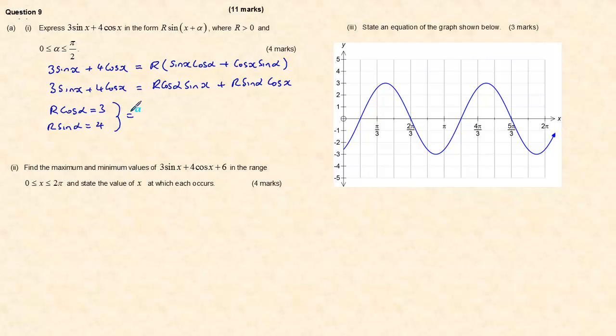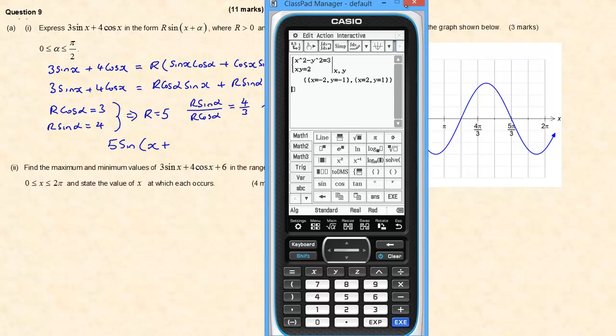Now we should know that r is equal to the square root of 3 squared plus 4 squared. And if we divide here, we get r sin alpha over r cos alpha is equal to 4/3. The r's cancel, sine over cos is tan, so that's tan alpha is 4/3. So we've got 5 sin(x plus, and we just need to evaluate that angle.